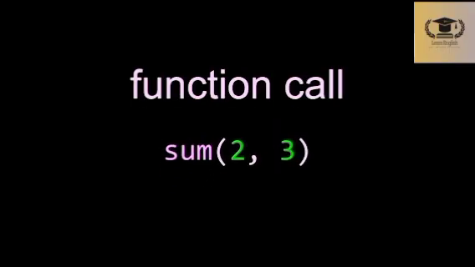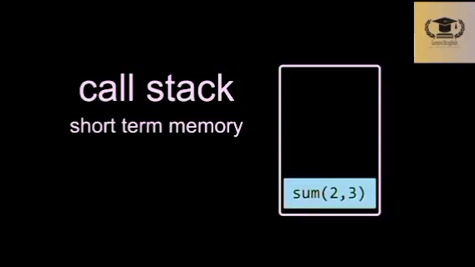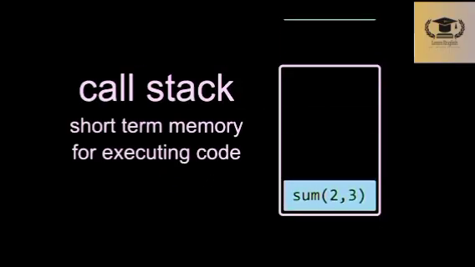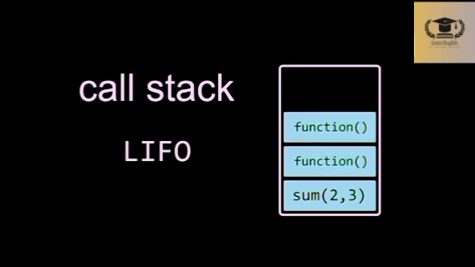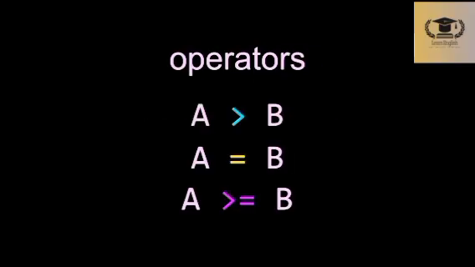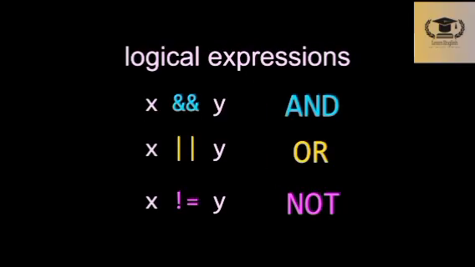When calling a function, the function call gets pushed onto the call stack, which is short-term memory used for executing code, and as the name implies, it's based on a stack data structure, which means last in, first out. To implement algorithms, you often have to compare 2 values, which you can do with operators like greater than or equality, and logical expressions such as and, or, and not.